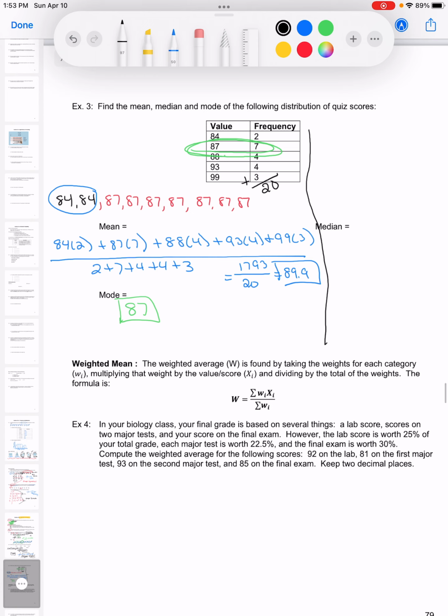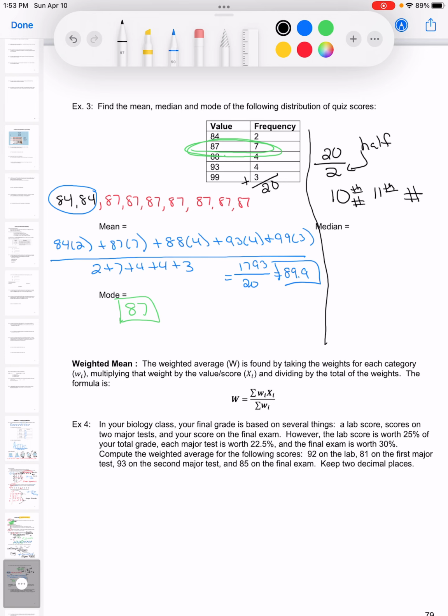If you didn't want to do it the long way, there are 20 numbers, and the median is the halfway point. So I'm going to divide by 2. That gives me 10. Now remember, 20 is an even number, so finding the median of an even count of numbers means going halfway between 2 numbers. It's the average of those 2 numbers. So I need to find the 10th and the 11th number.